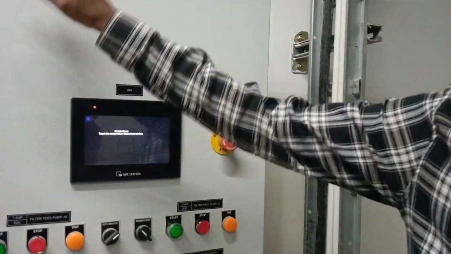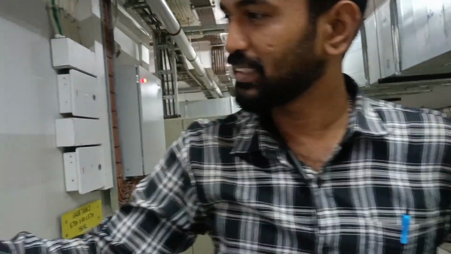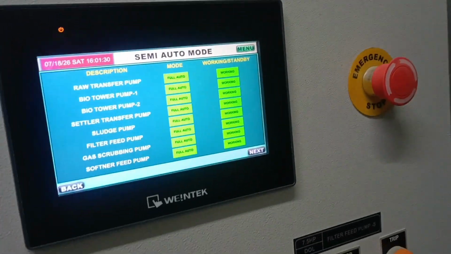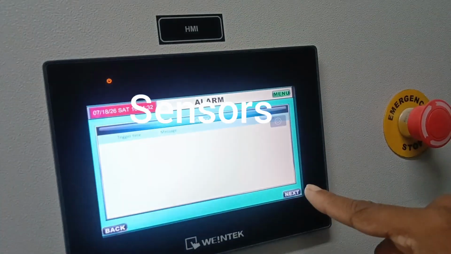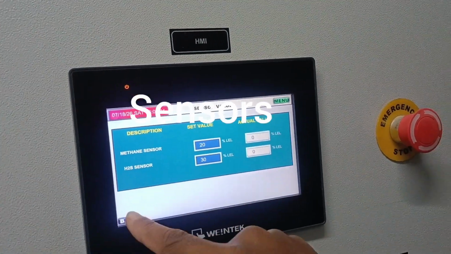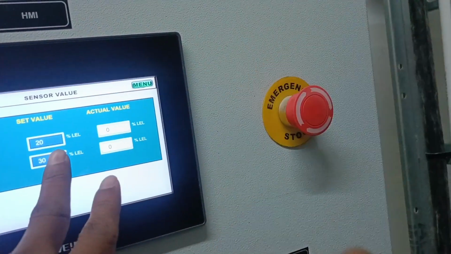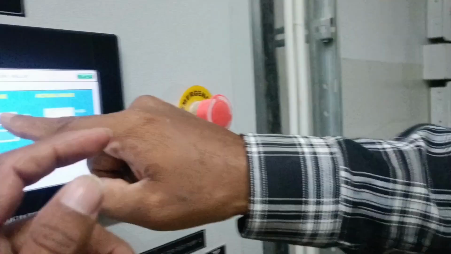Semi-automatic. What is this sensor? This is the HMI. It will show pump on and off, trip issues, whatever details we have, we will be providing here only. Now how much is the methane? The actual value is 0. If it increases to 20, the alarm will be activated.